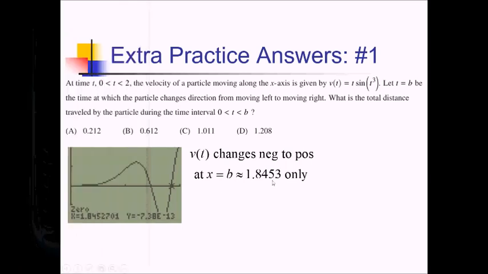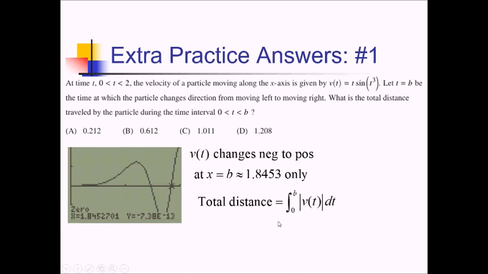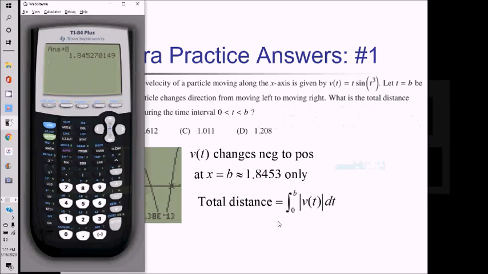So what am I going to use this for? If I want the total distance traveled by the particle from 0 to b, all I really need to do is take the integral of the absolute value of velocity from 0 to b. So it's going to look something like this: integral from 0 to b, absolute value of velocity dt. And back on the calculator, let me do that now.